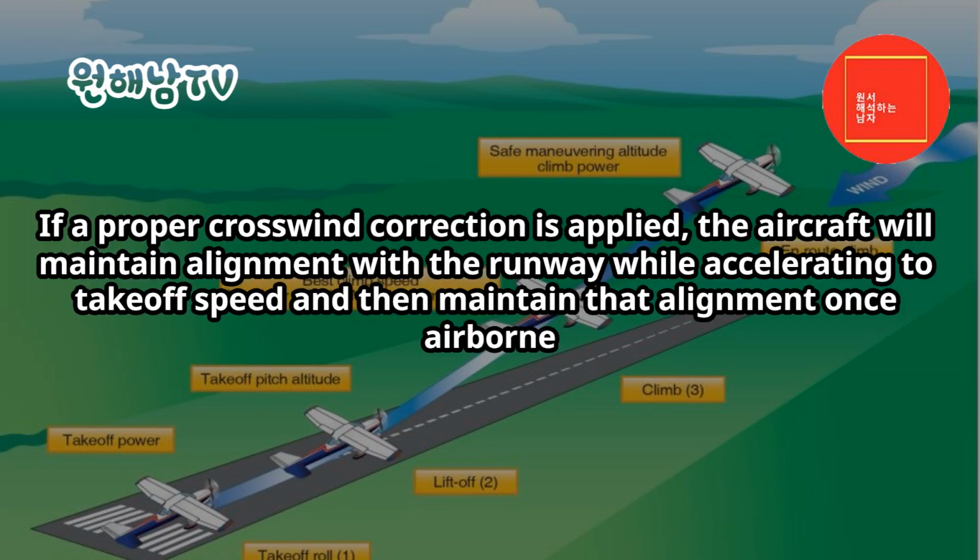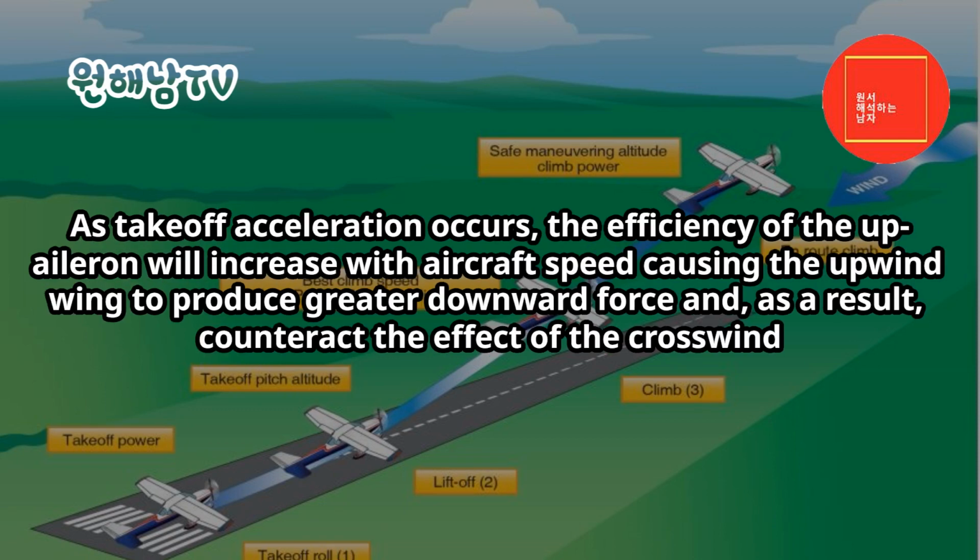Initial climb. If a proper crosswind correction is applied, the aircraft will maintain alignment with the runway while accelerating to takeoff speed, and then maintain that alignment once airborne. As takeoff acceleration occurs, the efficiency of the up aileron will increase with aircraft speed, causing the upwind wing to produce greater downward force and, as a result, counteract the effect of the crosswind.